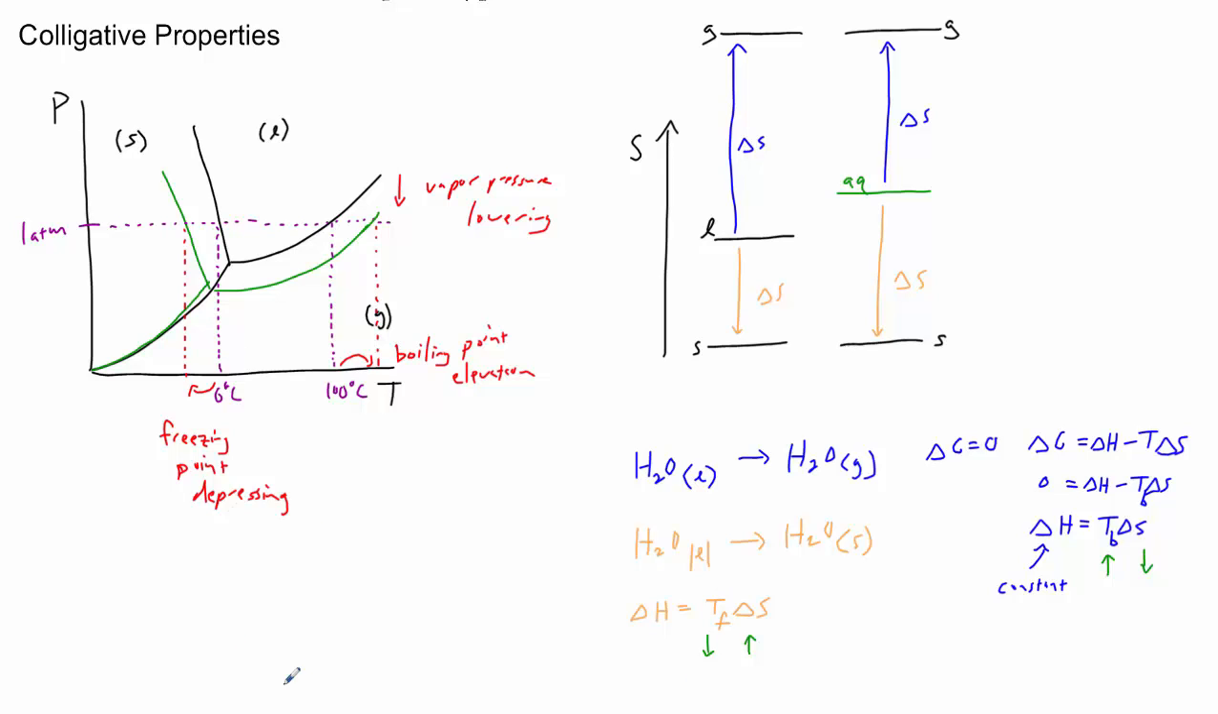So we can make an entropic argument here numerically using the Gibbs free energy equation, assuming that we're holding the enthalpy constant. Okay. So that's the entropic explanation, or one way to look at the entropic explanation for these colligative properties.